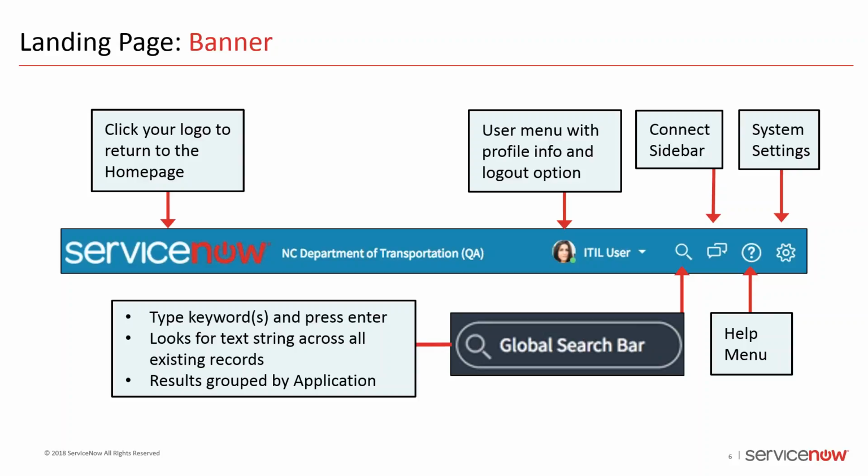Click the magnifying glass to expand the global search toolbar. Use this to search across all data in ServiceNow, such as keyword, record number, or more. Toggle on and off the Connect sidebar, a tool used to communicate with other users in real time. Get help, including product documentation and new features, and also personalize your system settings.